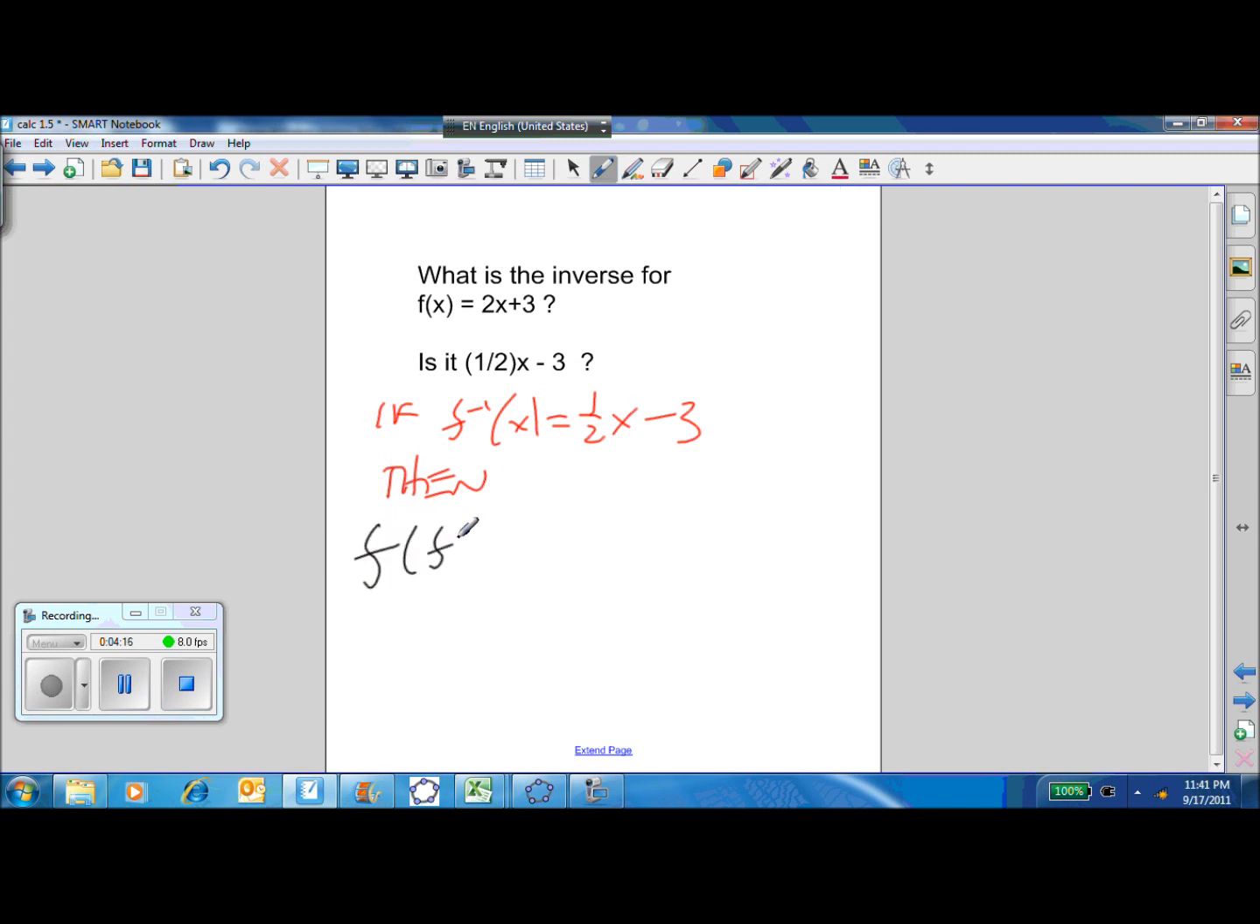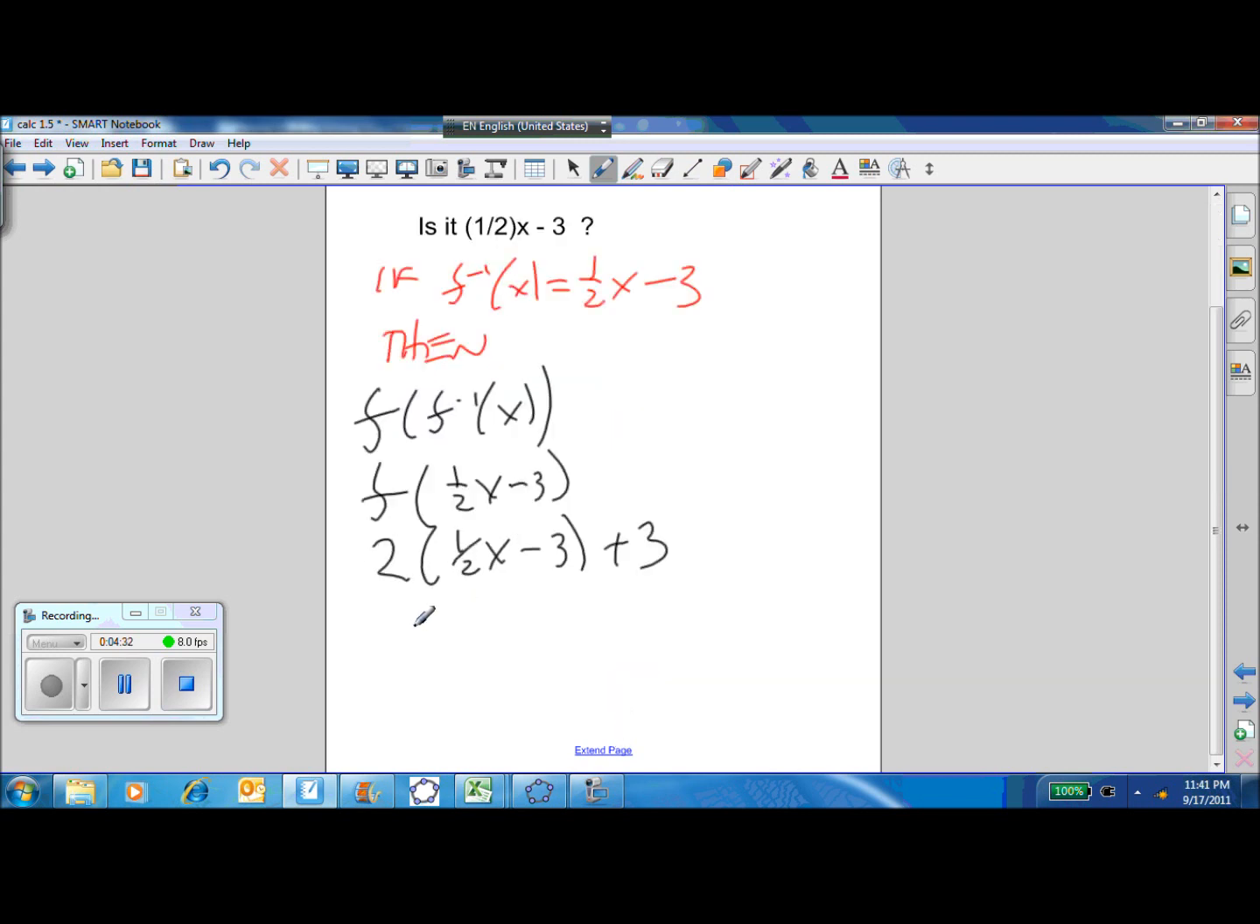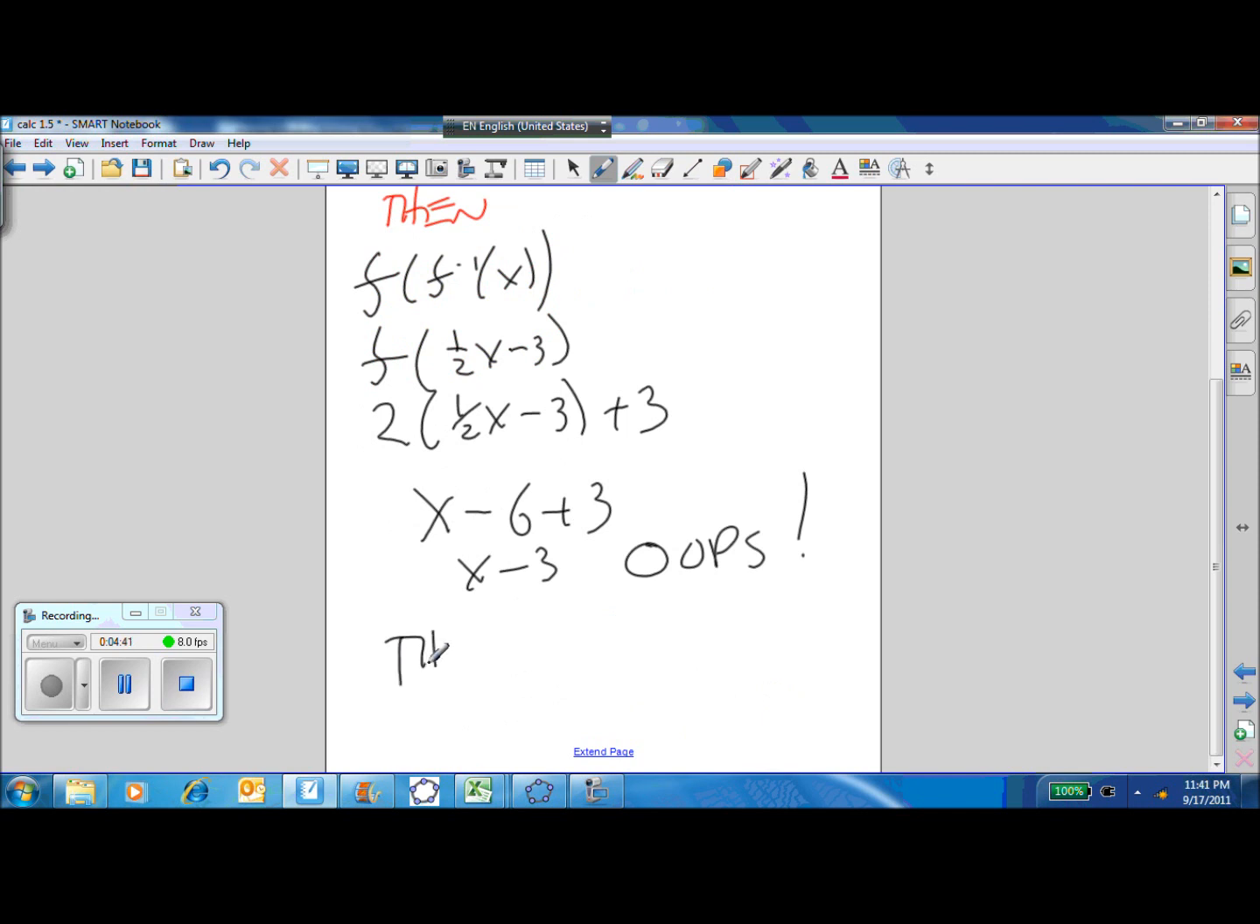f of f inverse of x. We get f of 1 half x minus 3. So now putting that in the f function, that's twice 1 half x minus 3, plus 3. Hold it. x minus 6 plus 3 equals x minus 3. Oops. So this is not the inverse. These are not inverses. You've got to get the composition of the two functions to equal x for them to be inverses. And let's see where we went wrong.